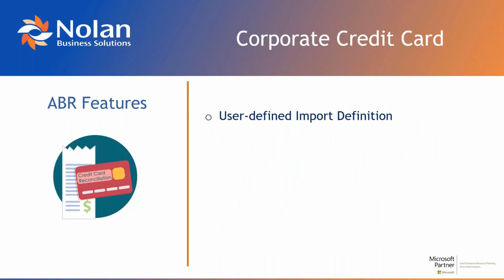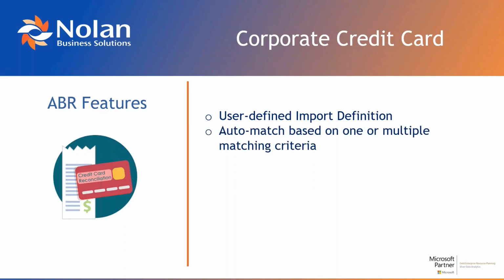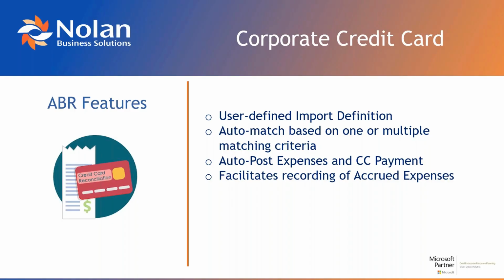So corporate credit card, I'm going to walk through that a little bit faster. What are the ABR features that can help us here? Once again, the import definition gives us the flexibility of importing the data the way we want based on the file format and layout provided by your credit card provider or your bank. Our matching rules are really handy again for the ability to match based on one or multiple matching criteria, just like we saw with the credit card merchant. We can facilitate auto posting of expenses and credit card payments, similarly to what we just saw.